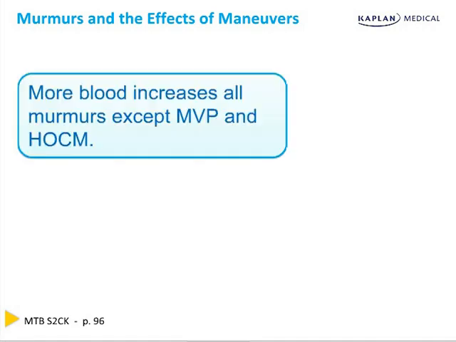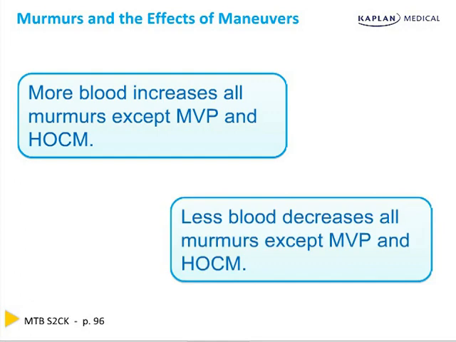More blood increases the intensity of all those murmurs, but not mitral valve prolapse or HOCM. Less blood decreases all the murmurs except mitral valve prolapse and HOCM. And this is very simple why we're being repetitive on this. If you actually said, hey, Conrad Fisher, what is the most frequently asked auscultatory question on Step 2 CK? Conrad Fisher says the two things in front of you right now.